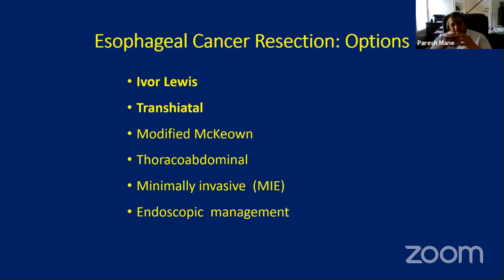And so no matter what you choose to do, the goal has to always be to not have a leak or anything that causes increasing morbidity, the worst of which is the leak. The reason why I say that is, invariably, all these patients are radiated. They all have had chemotherapy and they all have lost weight.